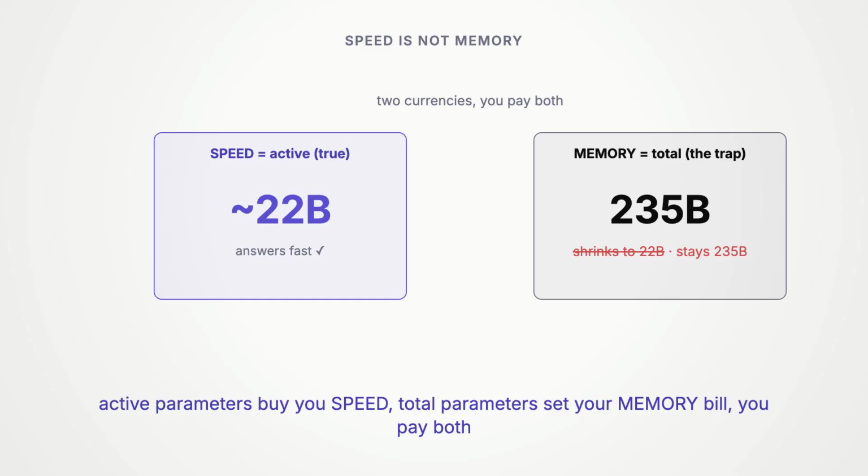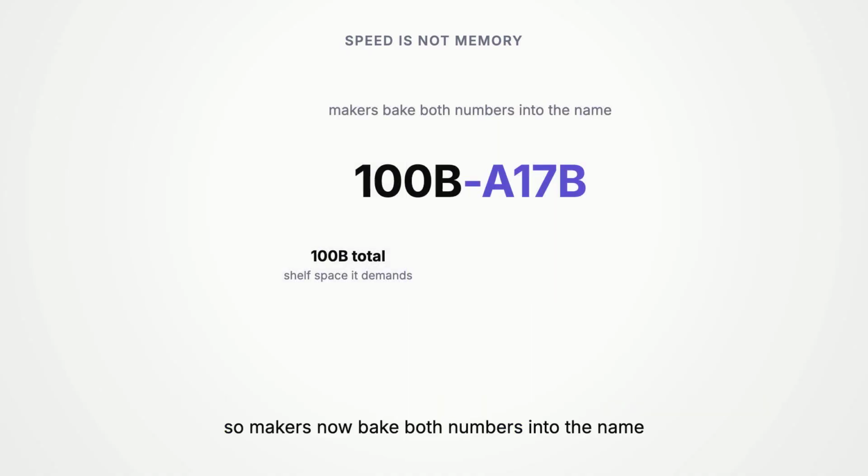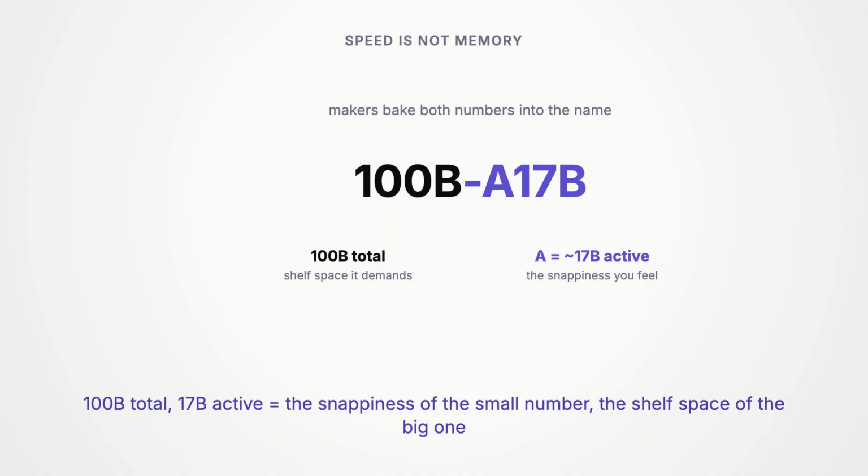In fact, this is so important that model makers now bake both numbers right into the name. When you see a model written as something total with an A and a smaller number, that stands for active. So a name like 100 billion total with 17 active is telling you 2 facts at once. It will answer with the snappiness of the small number, and it will demand the shelf space of the big one.